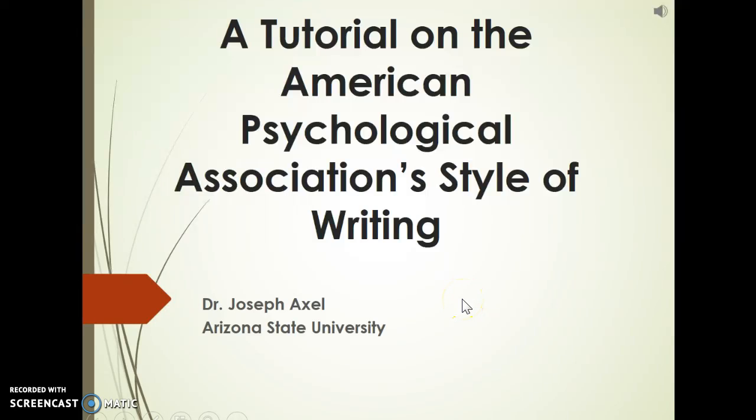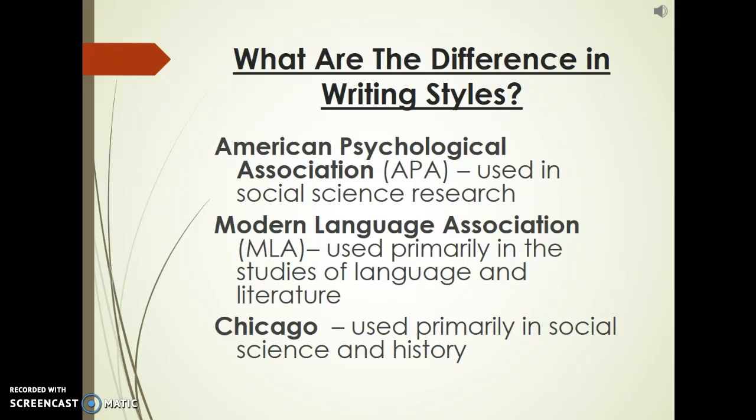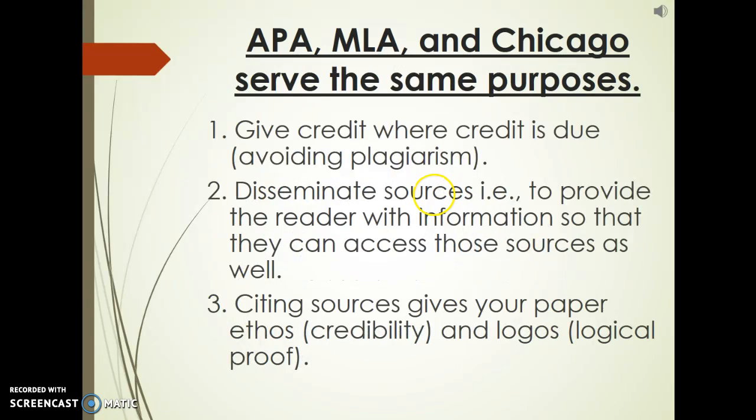This is a tutorial on the American Psychological Association style of writing. There are many different styles of writing, and the usage depends on the discipline or field of study in which you are researching and writing. American Psychological Association is used in social science research, Modern Language Association is used in the studies of language and literature, and Chicago style is used in social science and history.